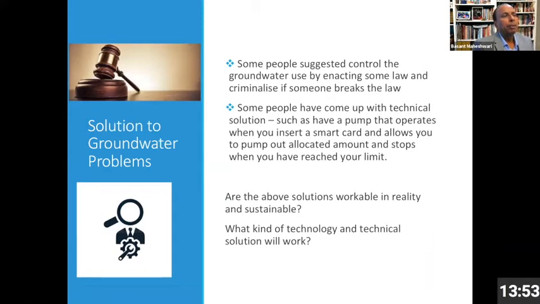So, solutions to groundwater problems. Some people suggested we control groundwater use by enacting laws or criminalizing those who break the law. That could be one way to control. Second, some people suggested a technical solution, such as a pump that operates when you insert a smart card and allows you to pump out an allocated amount of water, and then the pump stops, and so we can control.